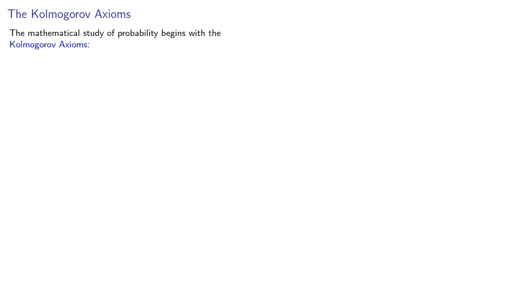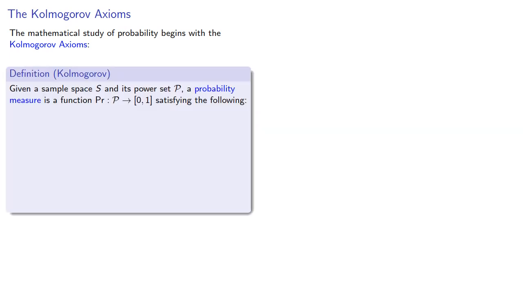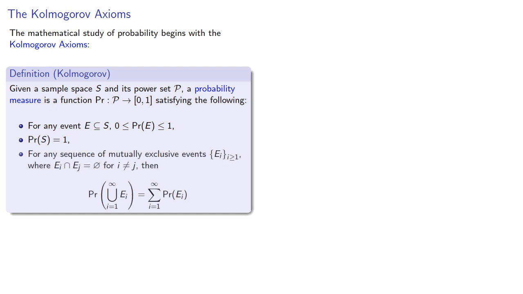The mathematical theory of probability begins with the Kolmogorov Axioms. Given a sample space S and its power set P, a probability measure is a function that maps the power set to the interval [0, 1], satisfying the following relationships. For any event, our probability is a real number between 0 and 1. The probability of the sample space itself is 1. And for any sequence of mutually exclusive events, the probability of the union is the sum of the probabilities of the individual events.